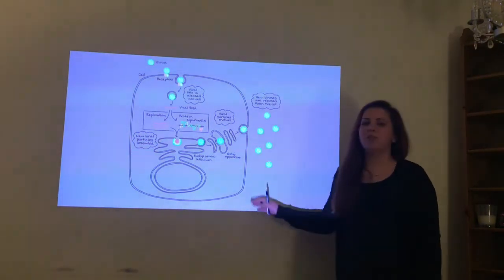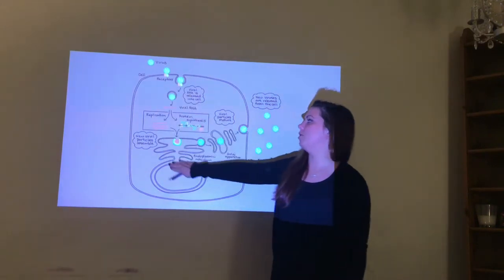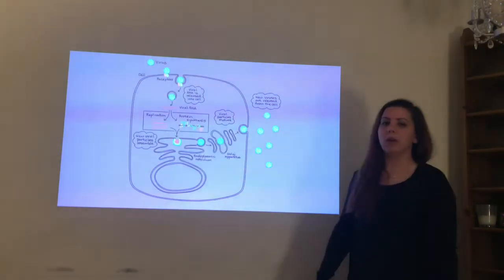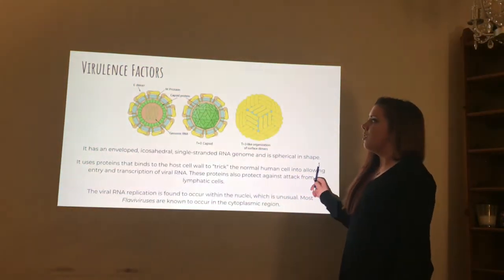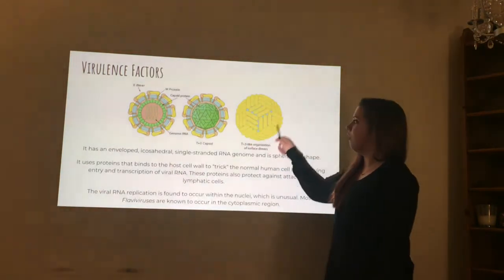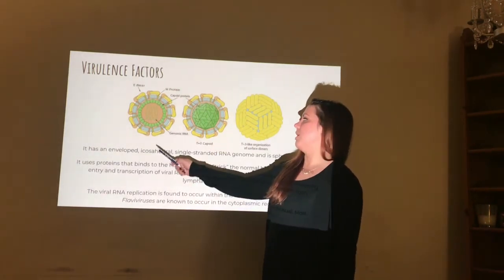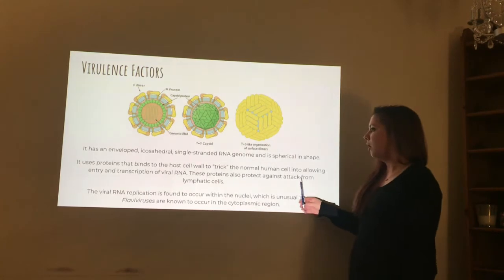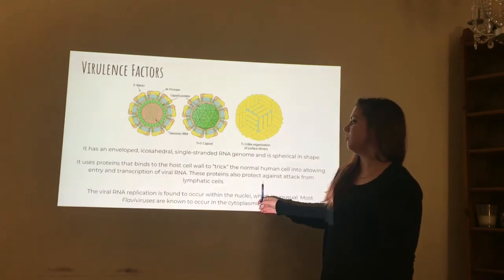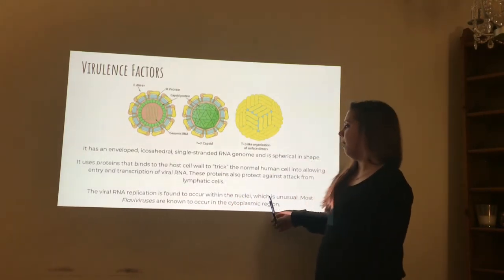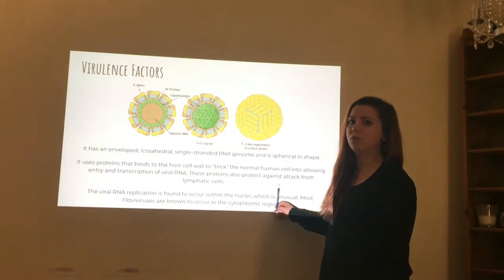Here is a picture of what's going on inside the cells. It's basic entry, replication, maturation, and then going out into invade other cells. As you can see here, proteins are all over the spherical genome. It is enveloped, and it has a single strand of RNA. These proteins out here are used to bind to the normal cells and to trick them into letting them in. And then they also protect against the lymphatic system, the antibodies that try to destroy infection.